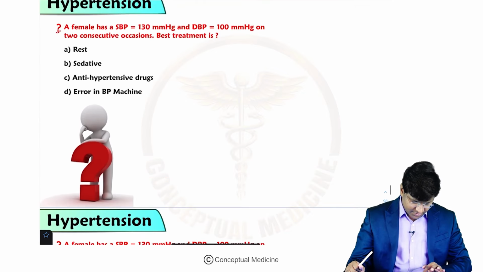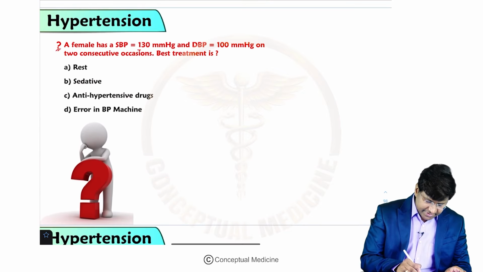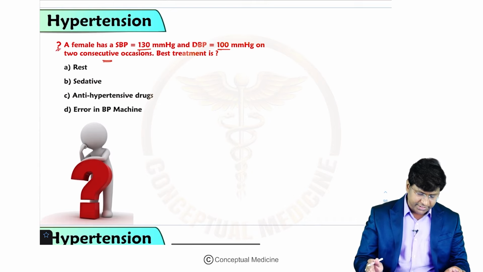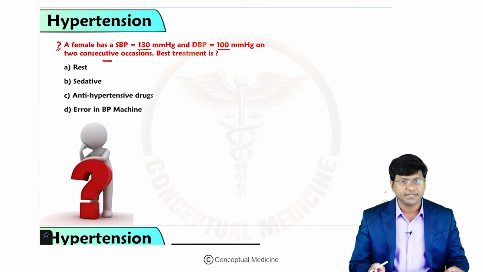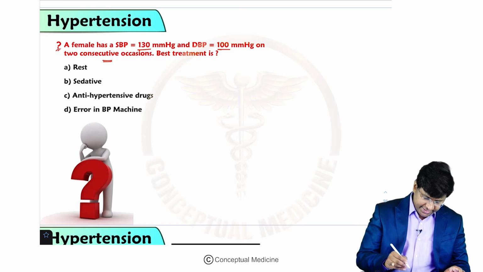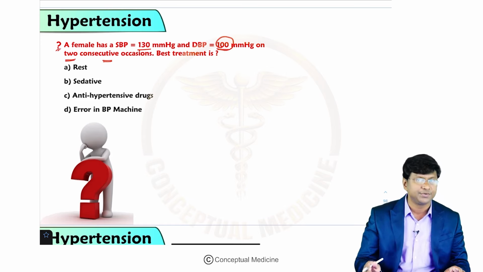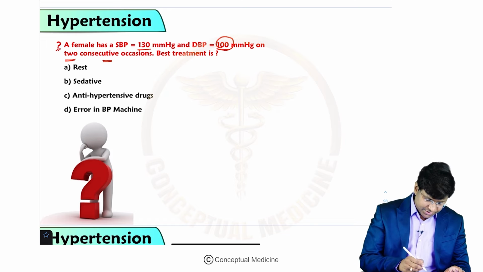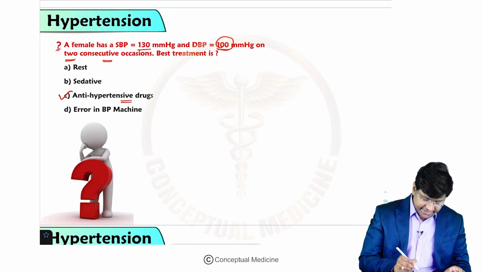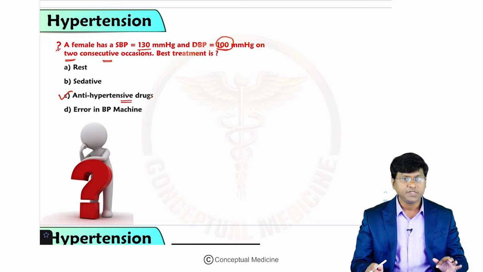Next, a female has a systolic blood pressure of 130 and diastolic of 100 on 2 consecutive occasions. Best treatment is taking rest, sedative, antihypertensive, error in the blood pressure machine. So, the individual is having diastolic hypertension on 2 consecutive occasions. In these patients, you need to add antihypertensive drugs.